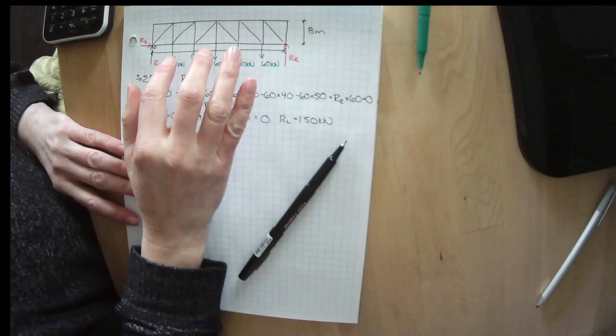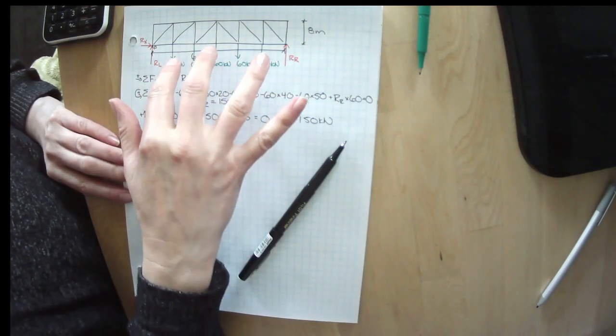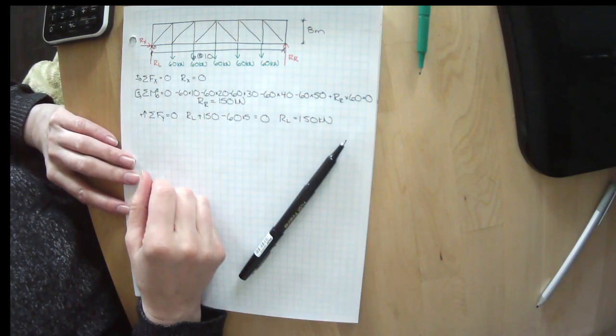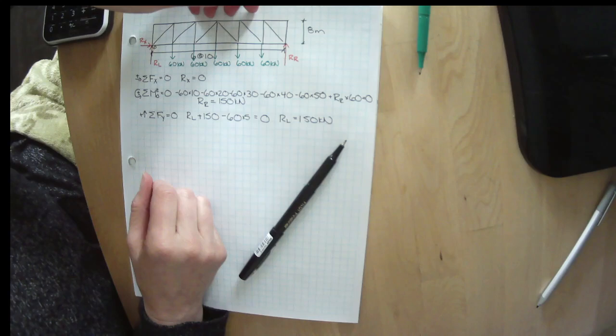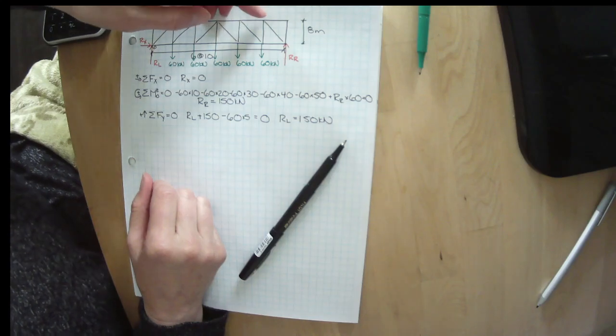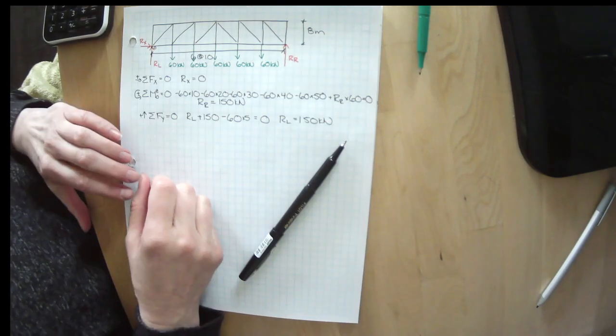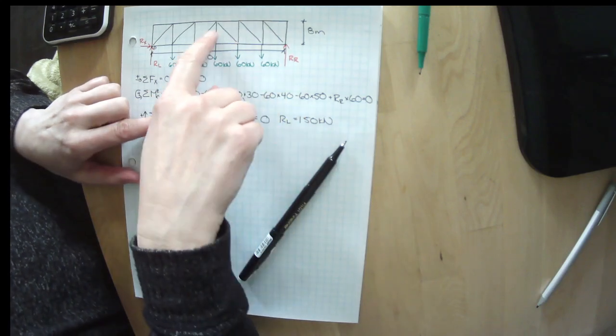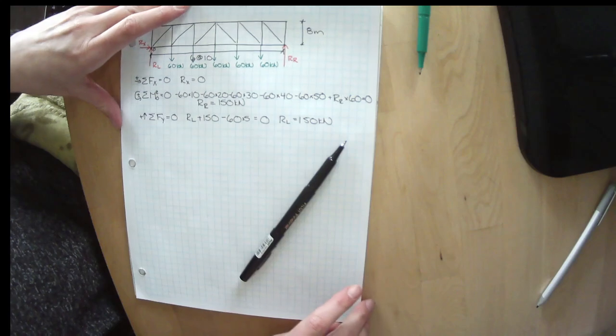One thing I want to point out is that the fact that the forces are applied to the bottom chord is important. If they were applied to the top chord, you could imagine that things would want to be in compression. If you apply them to the bottom, some of these elements would be in tension instead.